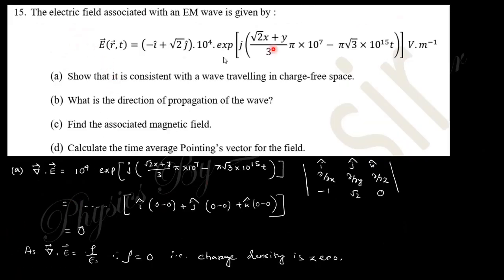Next question, the electric field is like that, so that it is consistent with the wave traveling in free charge. If you take the divergence of the electric field E, you can see this is the constant part, and only this one is the vector part. So you can see this whole thing actually becomes zero. There is no XYZ component within that.